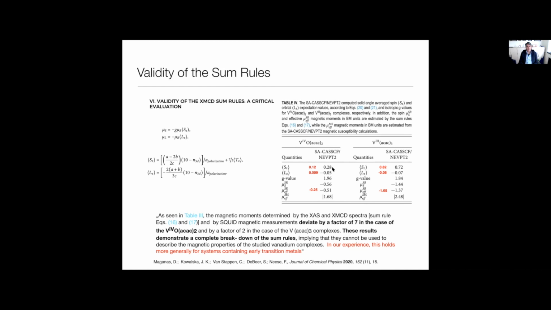And as you see, the sum rule is not very good; it even gives the wrong sign of the orbital moment in the case of VO(acac)2. It's basically rather inaccurate. So we have concluded in the paper that if you compare the magnetic moments determined from XAS and XMCD with SQUID, there are deviations by more than a factor of 7 in the case of VO(acac)2 and more than a factor of 2 in the V(acac)3 complex. And that means the sum rules just break down, and they shouldn't be used to describe the magnetic properties of vanadium complexes.